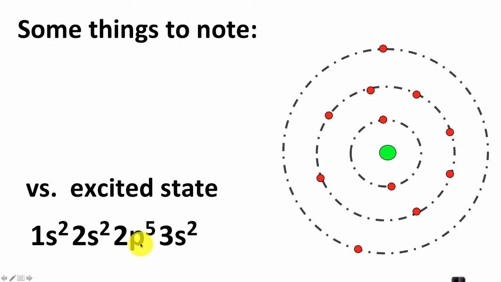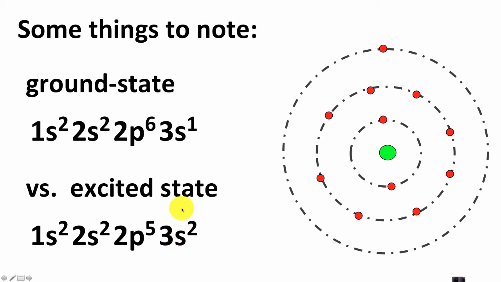Instead of having 6 electrons in the 2p subshell and 1 electron in the 3s, we have 5 electrons in the 2p and 2 electrons in the 3s. One of the 2p electrons is in a higher energy level than it would normally be in, and that's what's known as an excited state. So the difference between ground state and excited state is at least 1 electron in a higher energy state than it normally would be in.